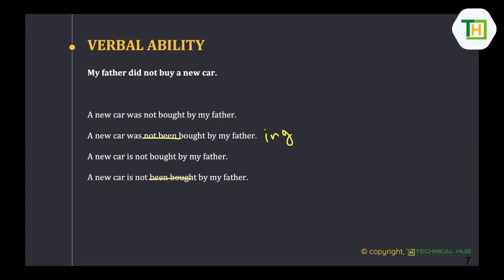Option 2 and 4 are wrong. Now, see what this word "did" is. It's a past form. Where are the past forms? This is present. So this is wrong. What is the correct one? A new car was not bought by my father. This is the right answer.